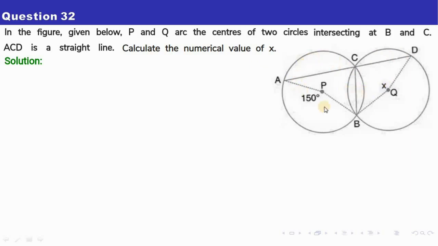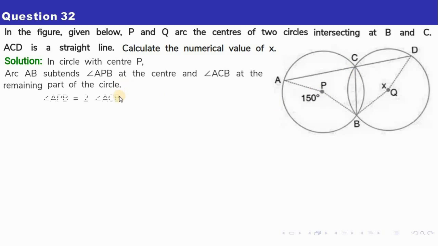Alright. Now let us go to the first circle. In the first circle, let us see arc AB. Arc AB subtends angle APB at the center, right? And in the remaining part, AB subtends angle ACB. That means this angle will be double of this, right? So that's what is happening here. As I said, APB will be double of ACB. So that means ACB can be written as half of APB.